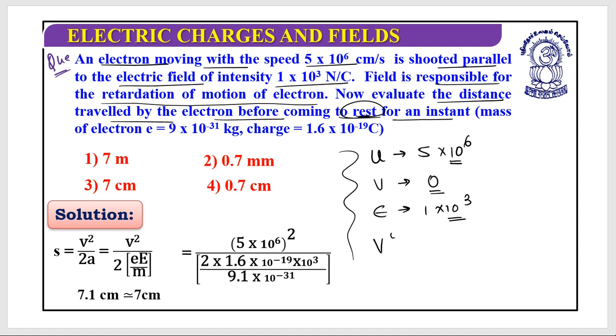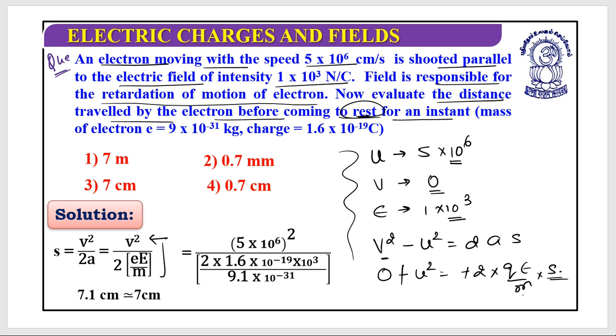Yes, everything is given. So can I write v square minus u square is equals to 2as? This v would be 0, so 0 minus u square, and as it is retarding, minus 2 into qE by m into x, that is s. So this 2 would be gone. S is equals to u square by 2 into e by m. Yes, this was the answer. Now if you put the values in this, you have an answer. The answer approximately came is 7.1 centimeter, but as the nearest option is 7 centimeter, I will choose that.